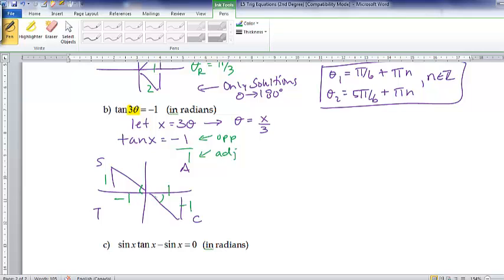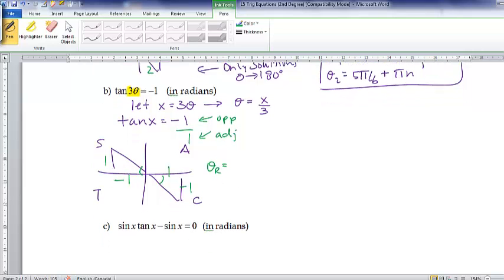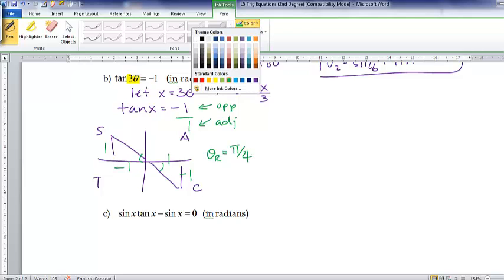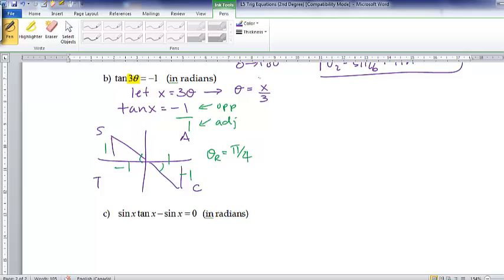In this case, we've got a special triangle. If I didn't, I'd use my calculator. The opposite is 1, the adjacent is 1, so this is an isosceles 45, 45, 90 triangle, or pi over 4. So let's think. Tangent's positive, so I should make sure that I use the quadrants 1 and 3.